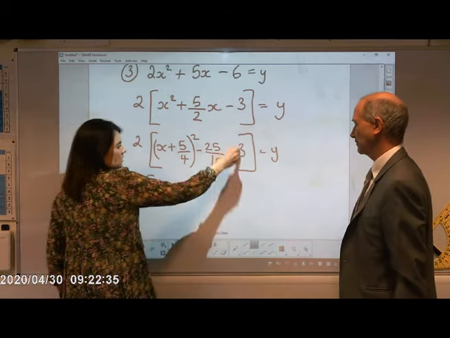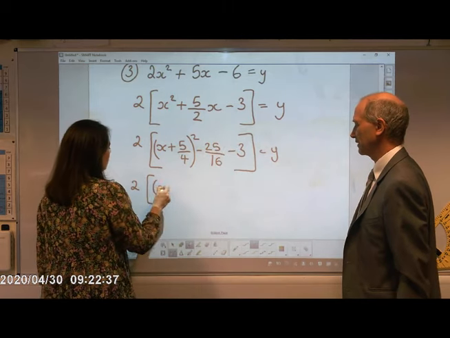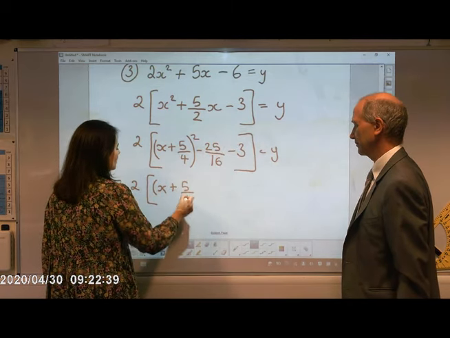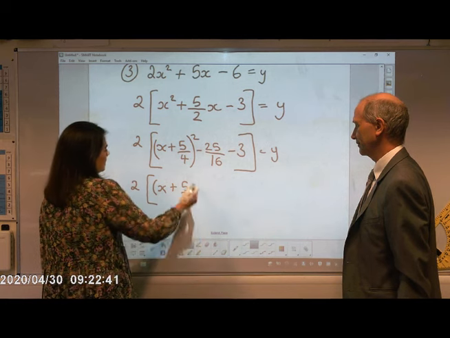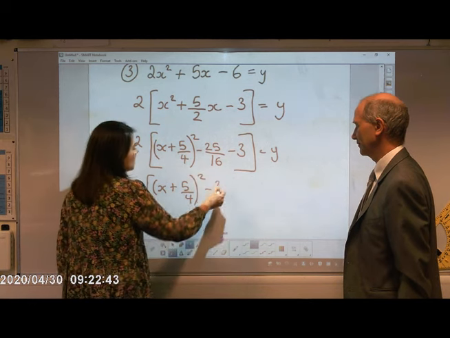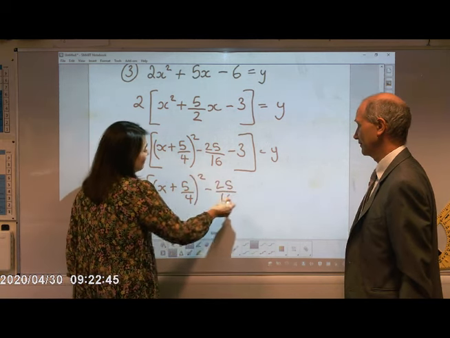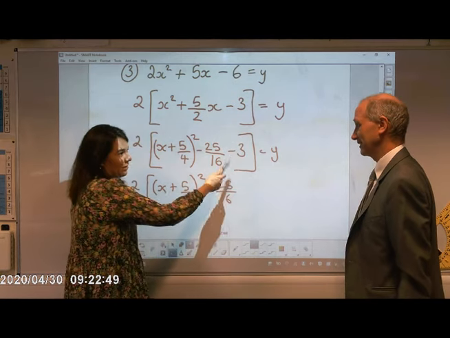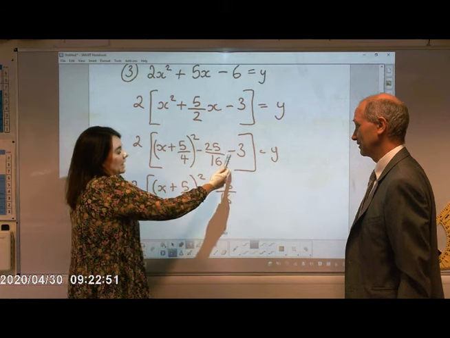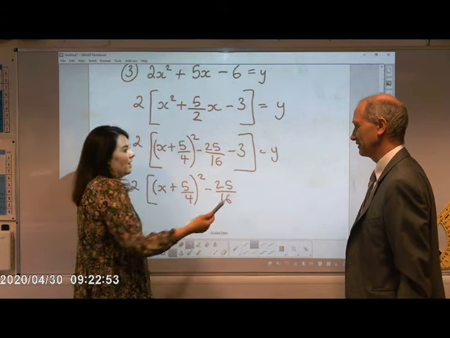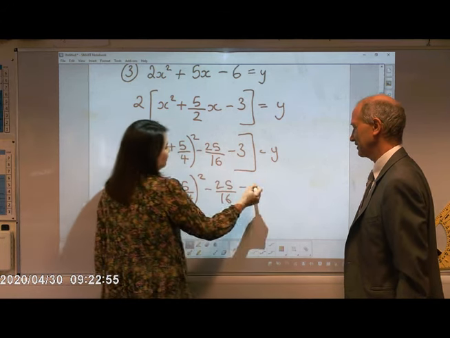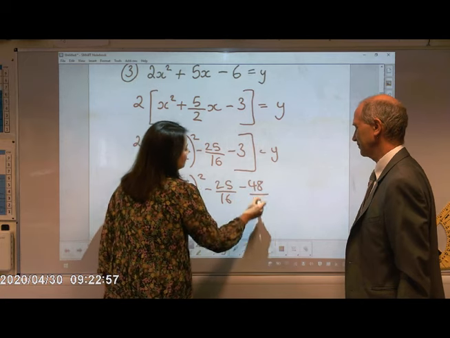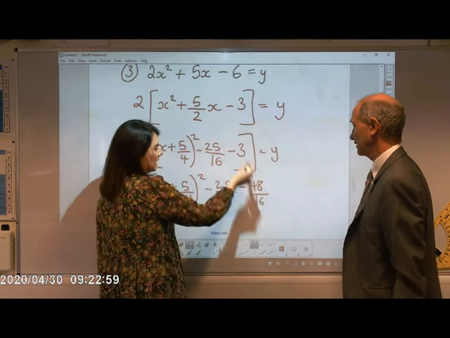I'm going to sort this guy out. That's messy. And you know how I'm not going to get out of my calculator and do 25 over 16, -3. I ain't going to do that. I'm going to change this, this is my favourite bit of maths, I don't know why, into a top-heavy fraction. And the way I do that is I think 16 times 3, well that's 48, so it's just -48 over 16. 48 divided by 16 is 3.